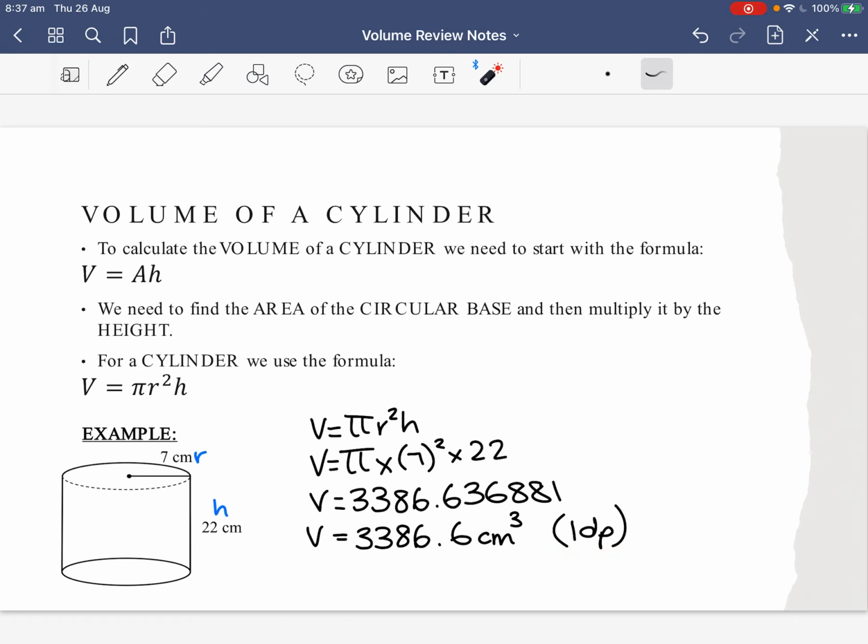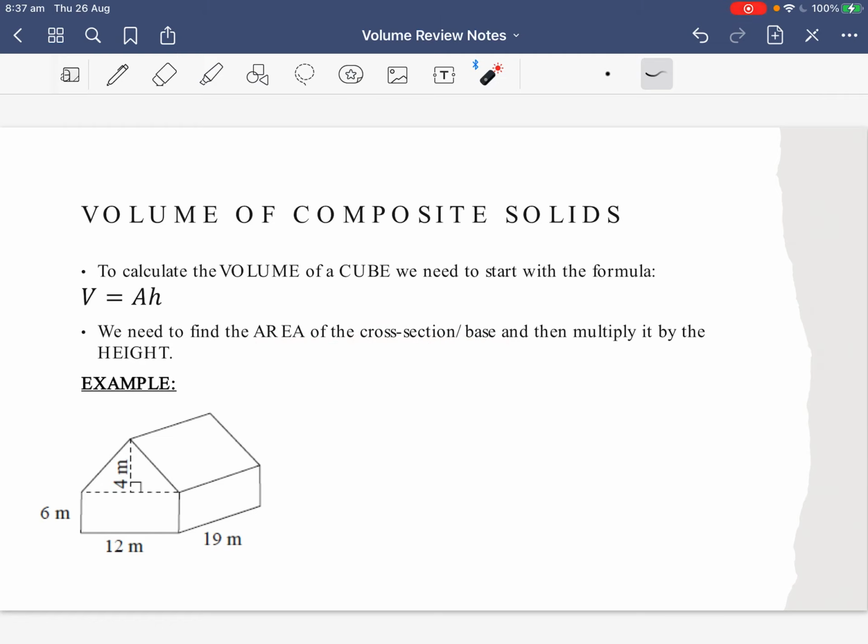Now we're going to look at the volume of composite solids. Now the volume of composite solids isn't hard. What we have to do is we use the formula V equals AH. We want to find the area of the cross section. So our cross section here is this tent looking thing.